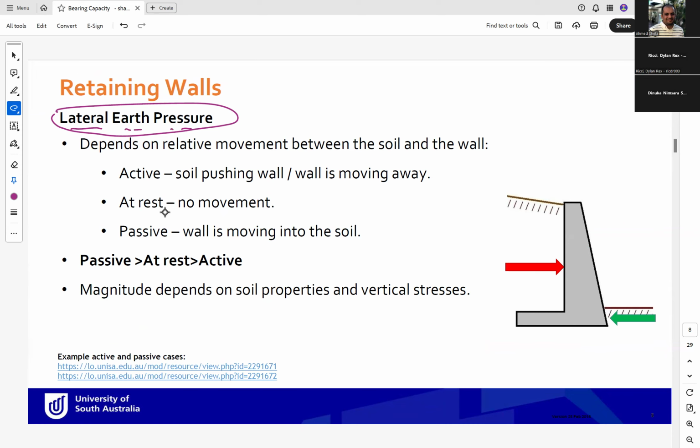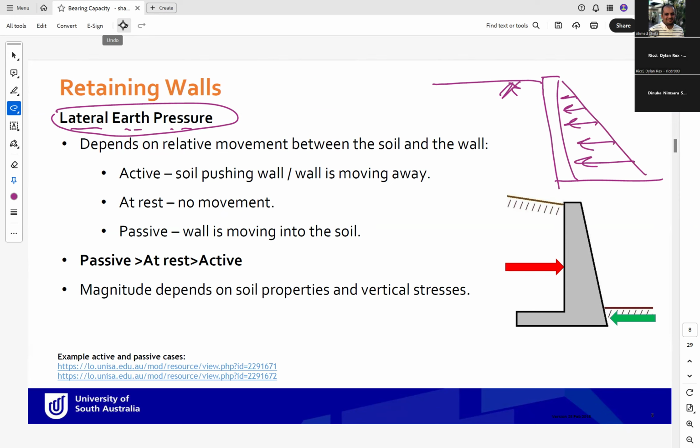How can we know the lateral earth pressure on the wall? We have some parameters we need to know. So for the lateral earth pressure, from the previous slide, we know that if this is our wall and this is the soil, the wall will be under this type or this sort of earth pressure.